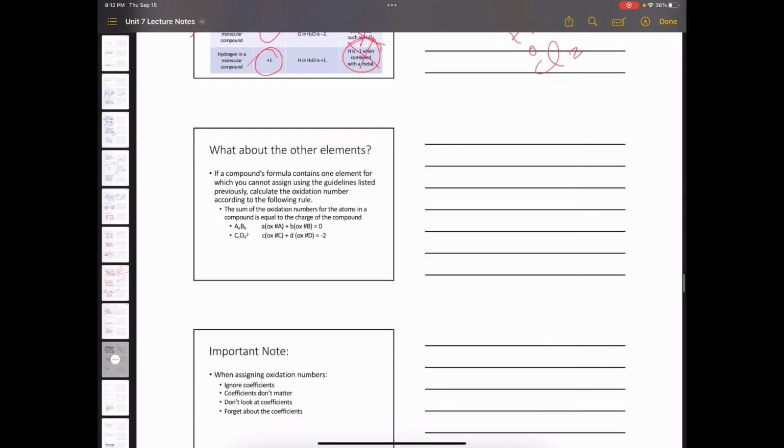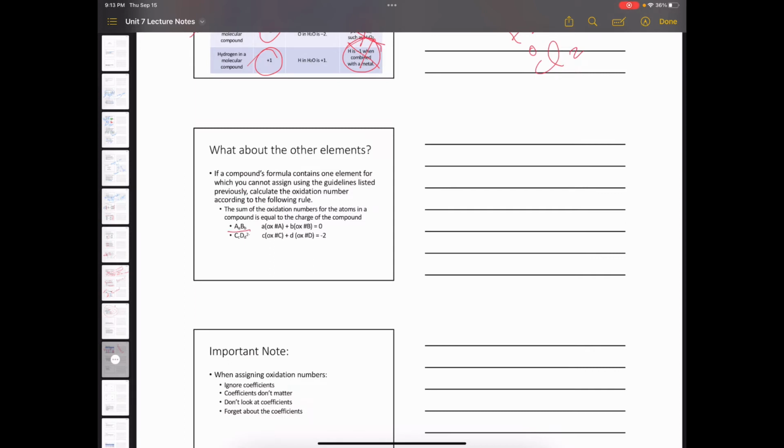So what about other elements? If a compound's formula contains one element that is not really covered by the table that we just looked at, what you need to do is calculate that based on the known oxidation numbers of all the other elements involved in that molecular formula. The sum of oxidation numbers of the atoms in the compound is equal to the charge of the compound. Well, what does that mean?